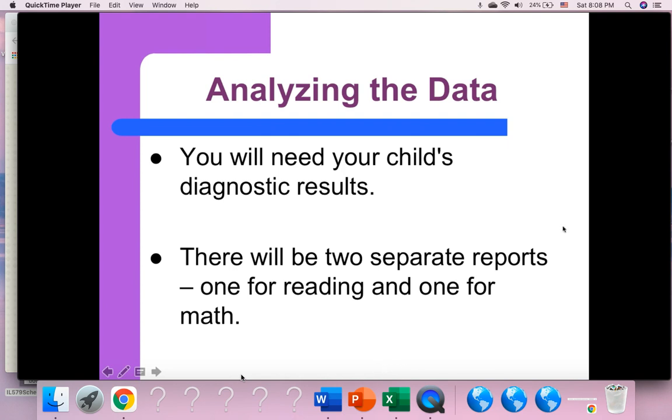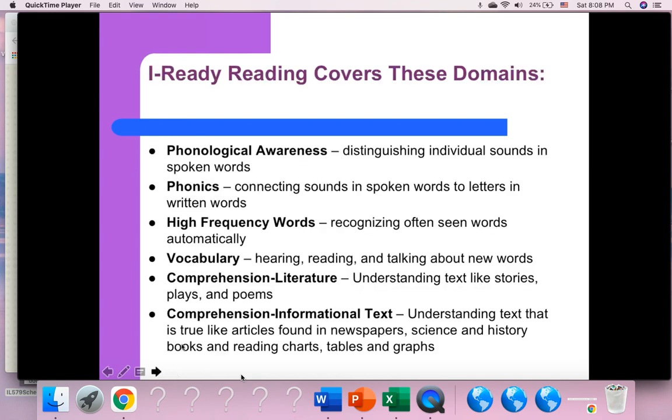Okay. So if you'll grab the reading diagnostic results that your child brought home, there are two separate reports, like Dr. King said, one for math and one for reading. So we're going to look at the reading one first. When we look at the reading report, the reading is going to consist of 6 different areas.